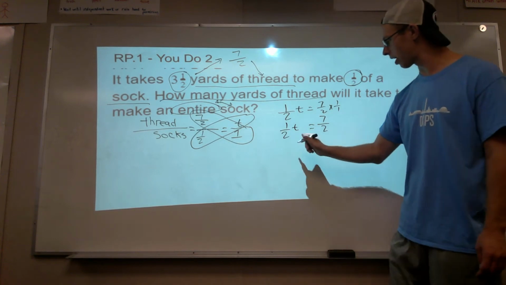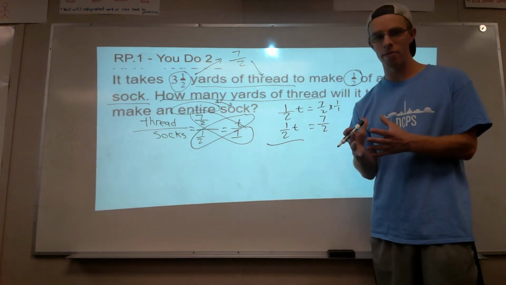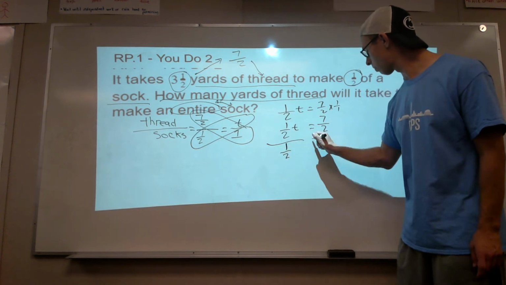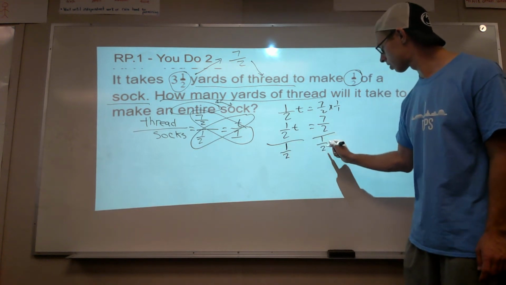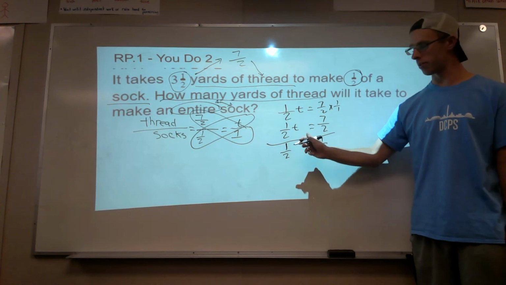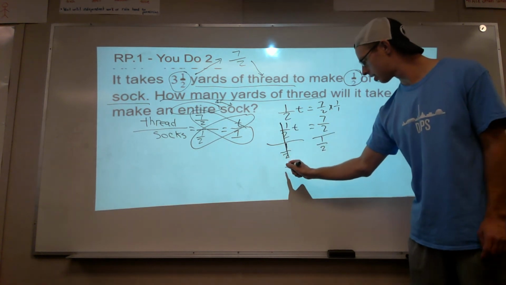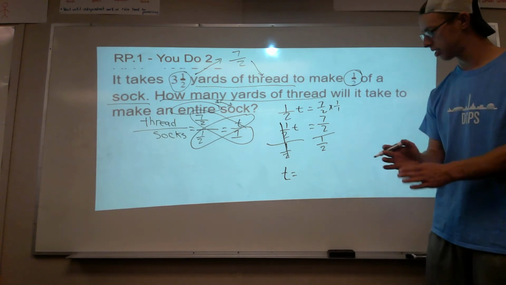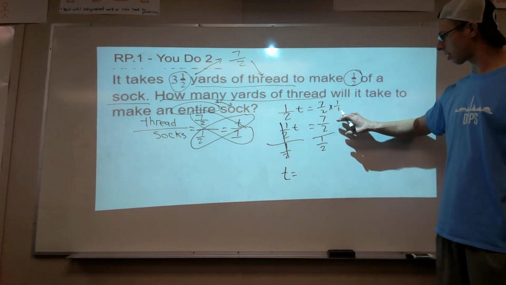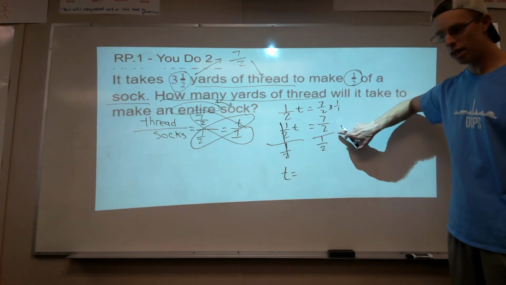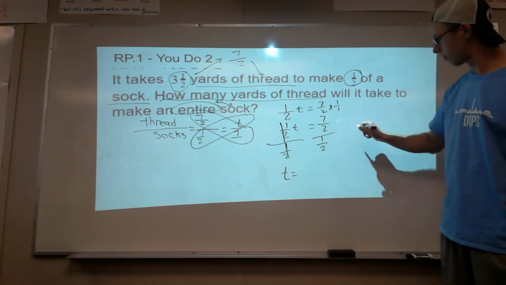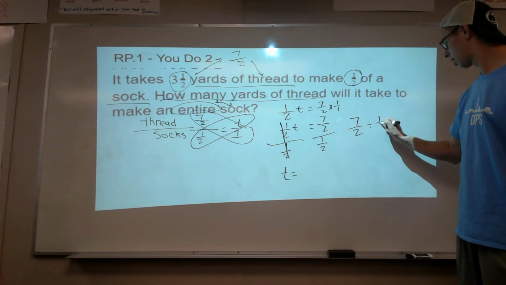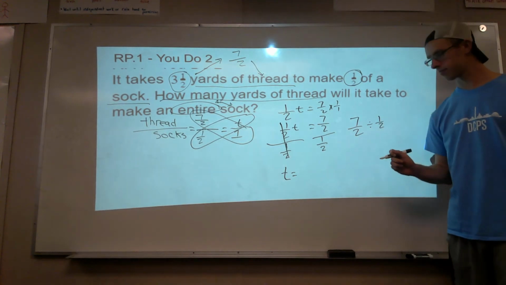Here's my one-step equation. You can note that I move faster on the you-dos than the examples. I'm going to divide each side by 1/2. To undo this operation, these will cancel out. I get T by itself, which is what I want. And I'm going to do this math over here. 7/2 divided by 1/2.